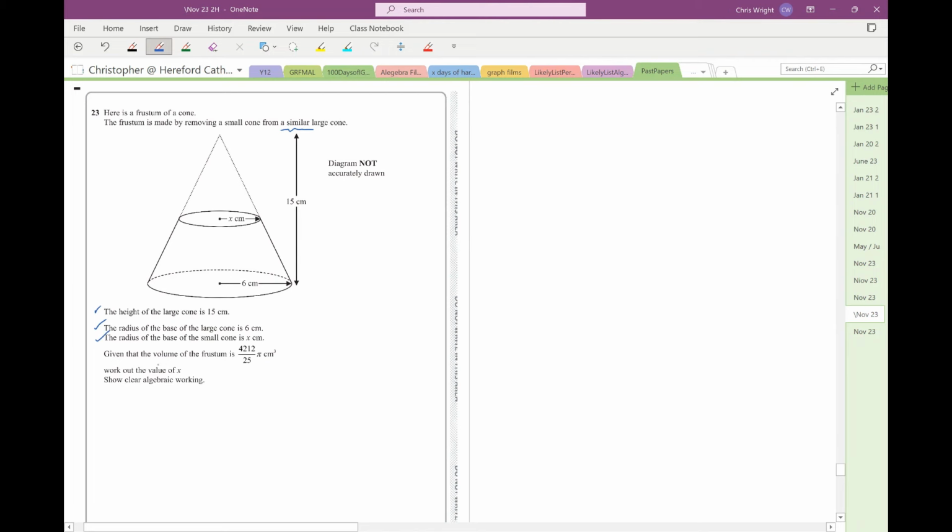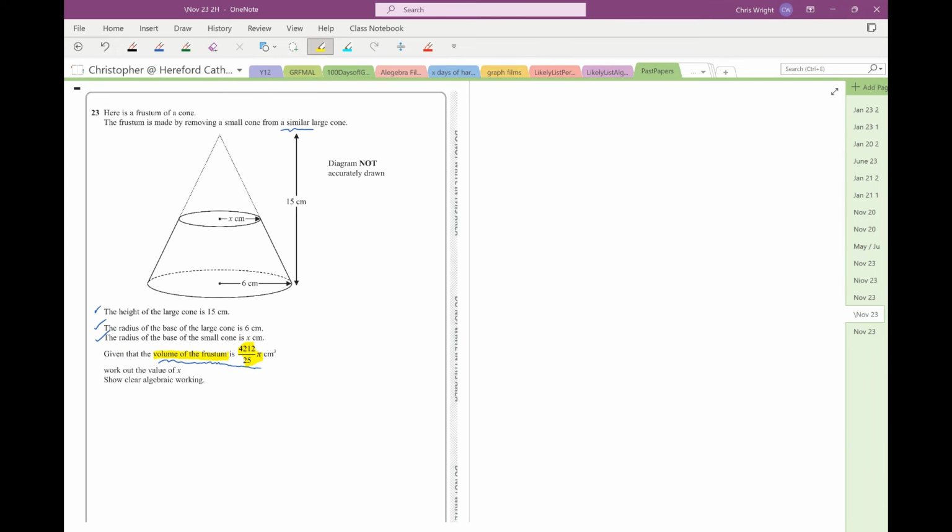Given that, the volume of the frustum is that. So we're going to need to find an expression, aren't we, for the volume of the frustum, and then set that equal to this. That, I think, is going to be the secret. So we need to find an expression for the volume of the frustum and set that equal to 4212 over 25 pi. Great. How are we going to find an expression for the volume of the frustum?